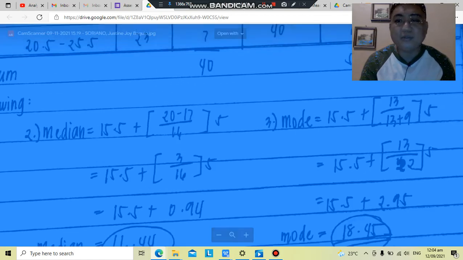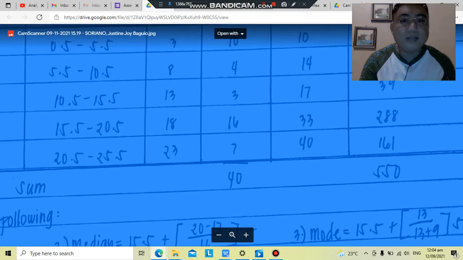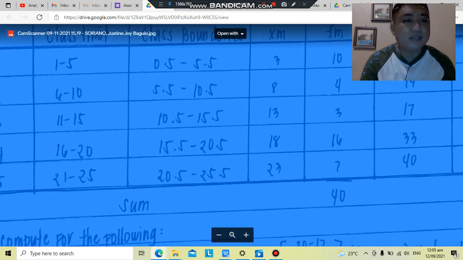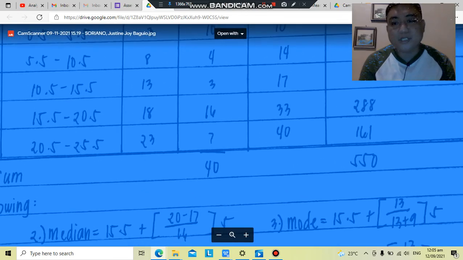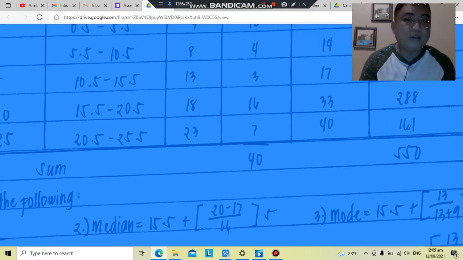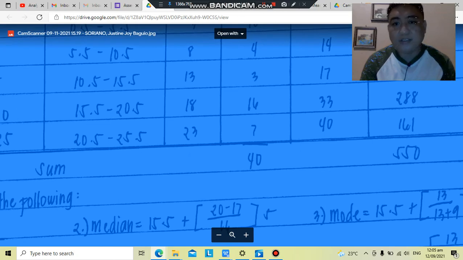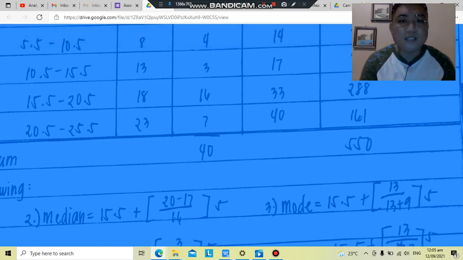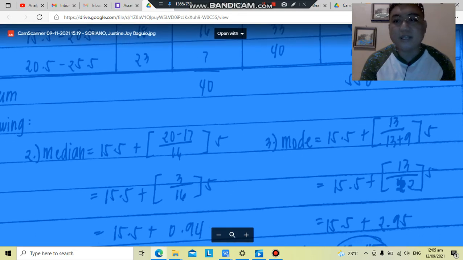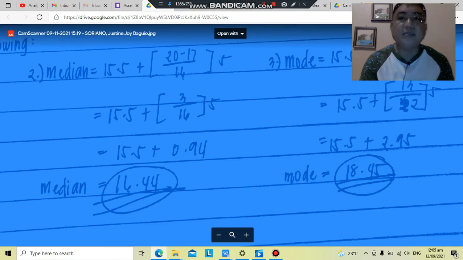Now, let's go to mode. Ang may pinakamadaming frequency ay 16 to 20, which is 16. And so dito natin kukunin yung data natin. And the lower class boundary is 15.5. Check. Then for D1, that is 16 minus 3, 13. Check. D2, 16 minus 7, that is 9. Check. And the class width is 5. Okay, so I hope nakuha po natin. Then we can get 18.45.